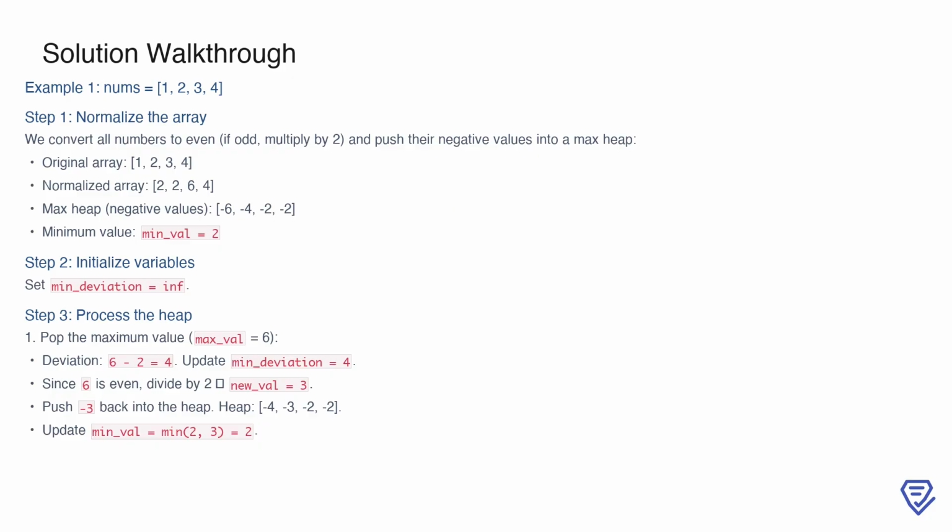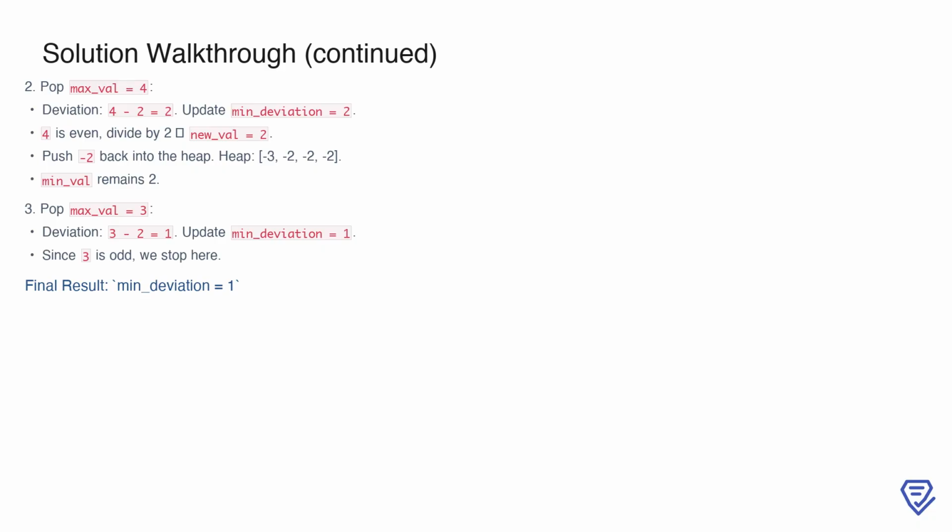At this stage, the heap contains -4, -3, -2, -2. When we pop the next maximum value, which is 4, the deviation between 4 and the smallest value, 2, is 2. This is less than the current min_deviation, so we update min_deviation to 2. Since 4 is even, we divide it by 2 to get 2 and push its negative back into the heap. The heap now becomes -3, -2, -2, -2, and the smallest value remains 2.